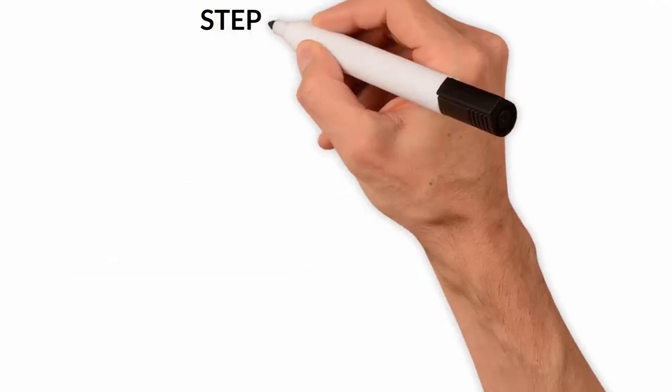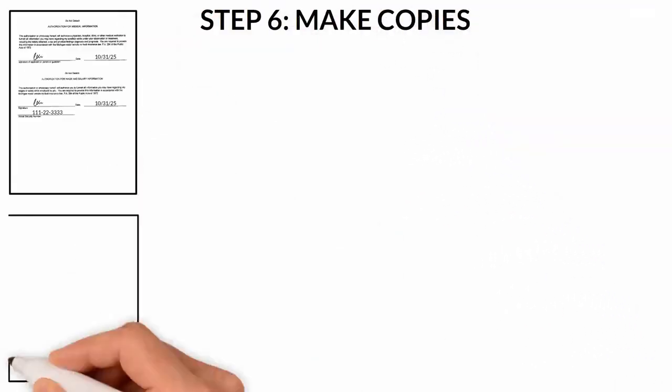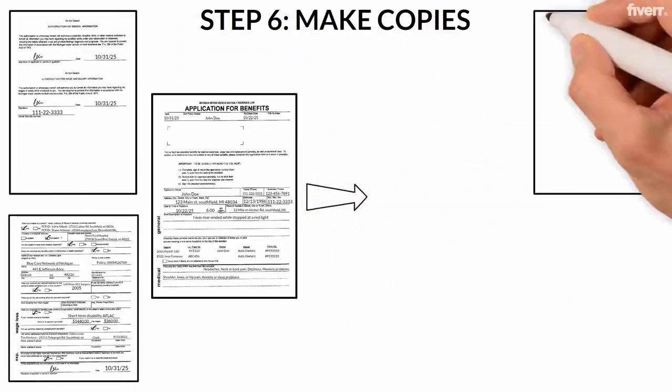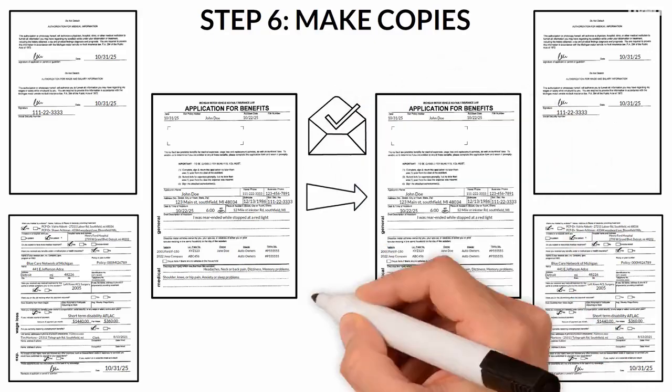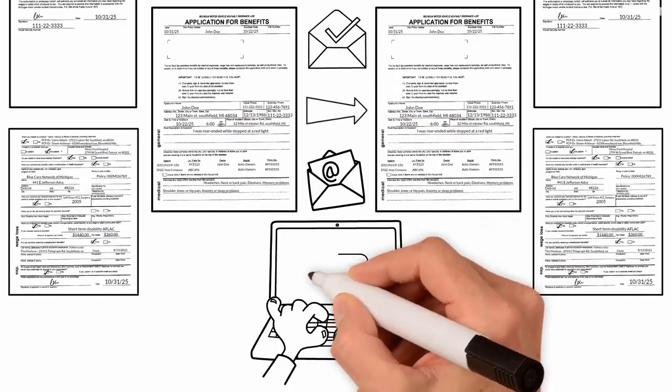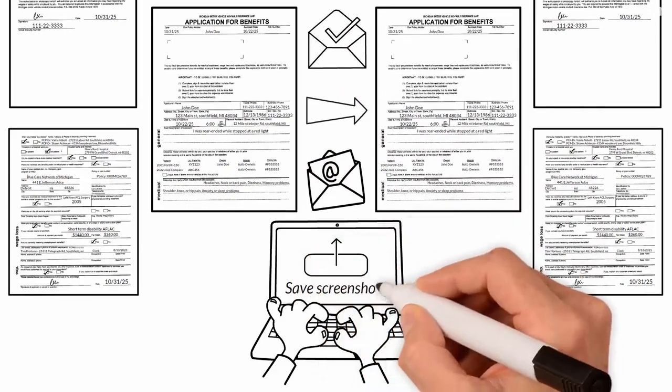Step 6. Make copies. Before you send it in, make a copy of everything and save them to your records. Send it by certified mail or email with delivery confirmation, or upload through the insurer's portal and save screenshots.